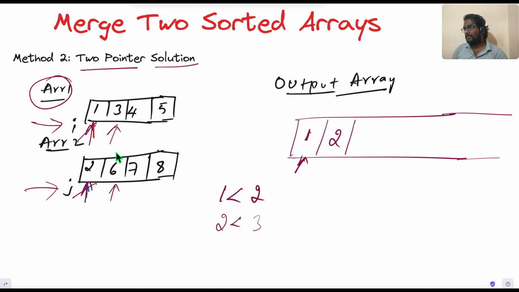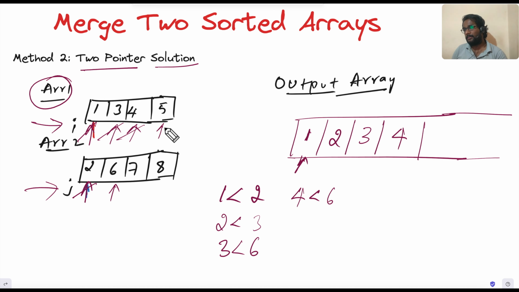In array 1, the second element and array 2's second element will be compared. So now 3 is less than 6, so the next element in the result array is 3, and the pointer will be incremented to the next element. Now 4 and 6 will be compared. 4 is less than 6, so 4 is inserted in the result array.